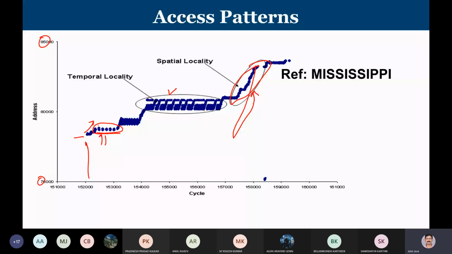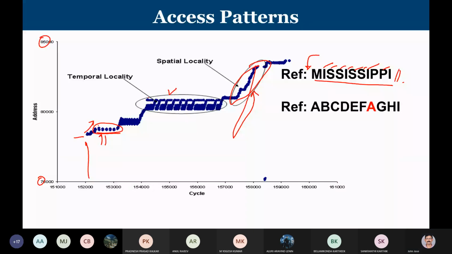So consider a string where each of the alphabets represents an address. Then Mississippi has many letters that are being repeated. S and I and P are repeated. So this is a case of temporal locality. And if each of the alphabets represents an address in the order in which it is shown, A and B are consecutive addresses, C is the consecutive one, like that I can see I am going to the adjacent locations again. And this exhibits spatial locality.